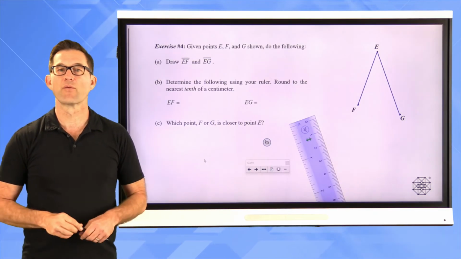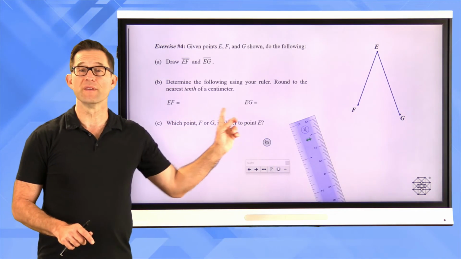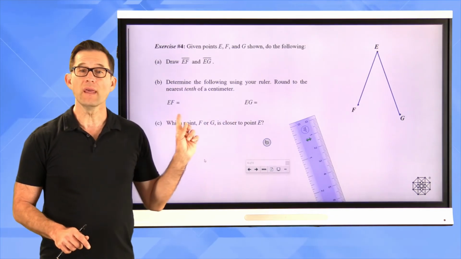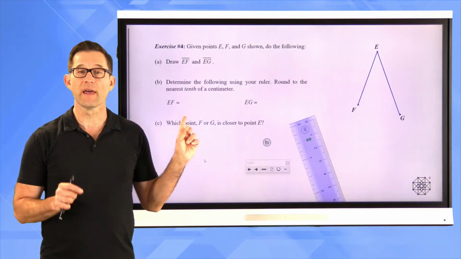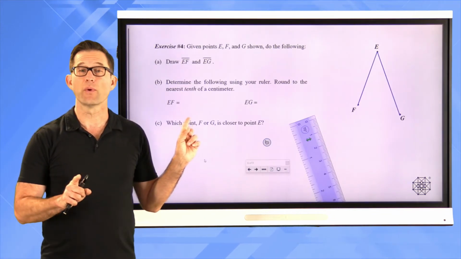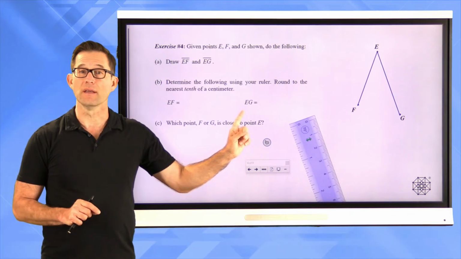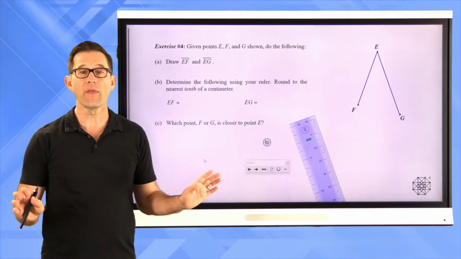Now, exercise number four, letter B. Determine the following using your ruler, round to the nearest tenth of a centimeter. EF equals and EG equals. All right, so let's talk about what these things even mean. EF is literally the length of segment EF, or better yet, the distance between points E and F, and EG is the length of segment EG. All right, that's all they are, right?